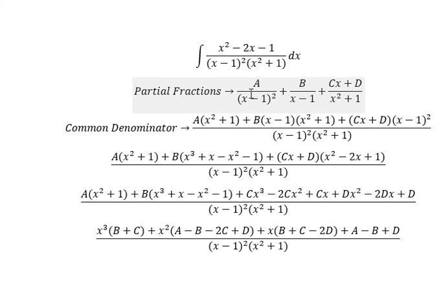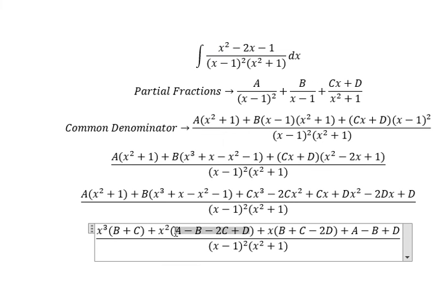And now we compare coefficients in here. On the numerator we don't have s to the power of 3, so b plus c equals number 0. We have s squared. The coefficient of this one is number 1, so this one in here should be equal to number 1. And this one should be equal to negative number 2. And this one should be equal to negative number 1.